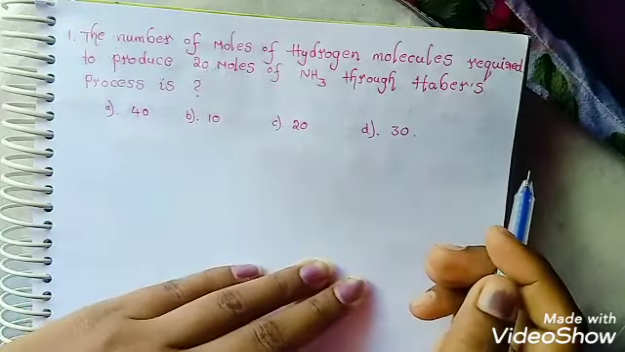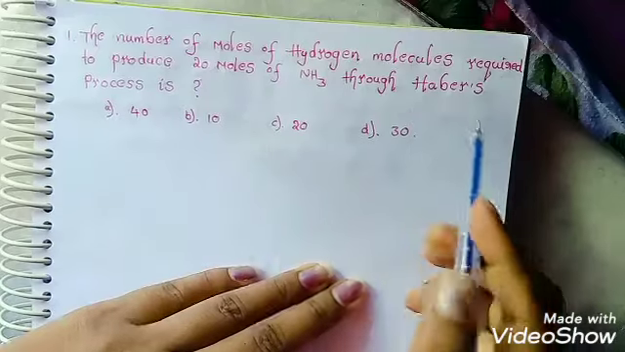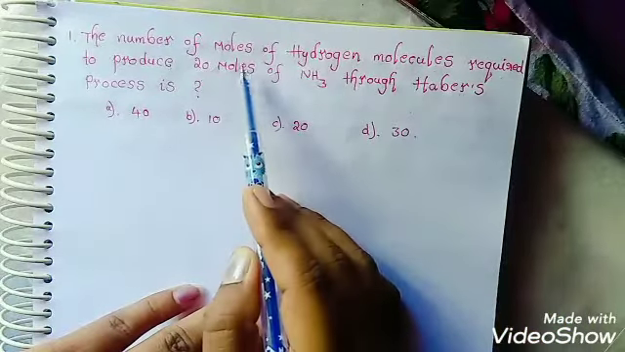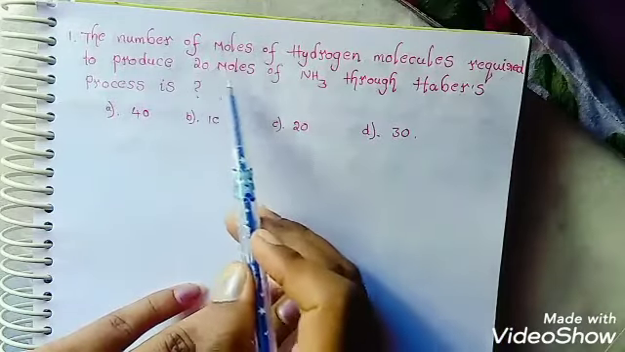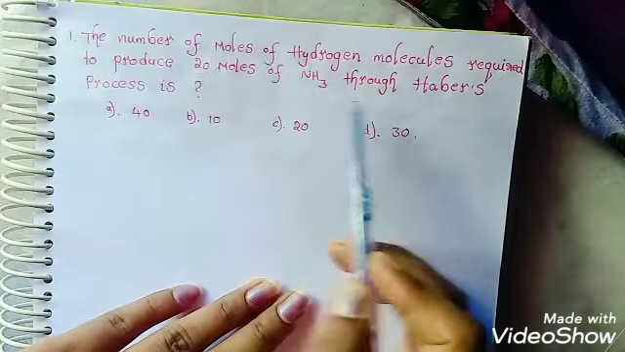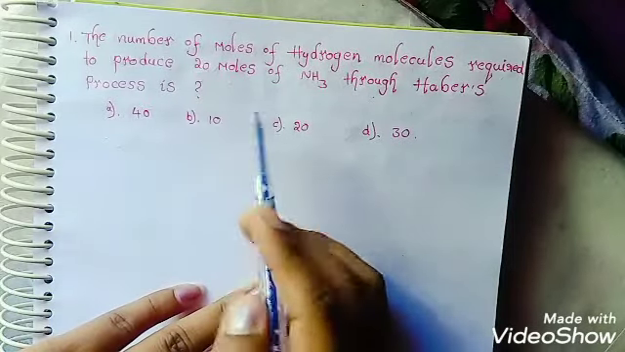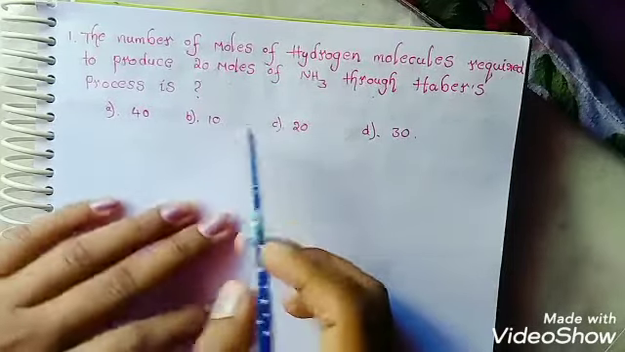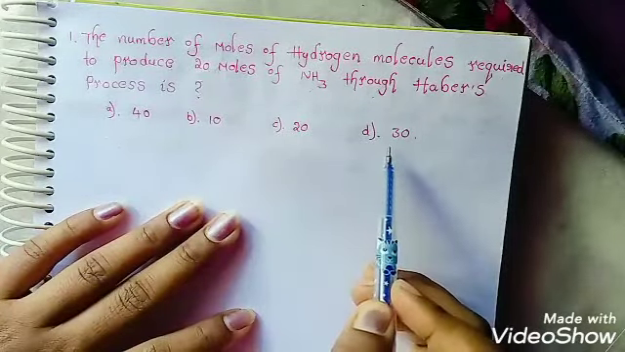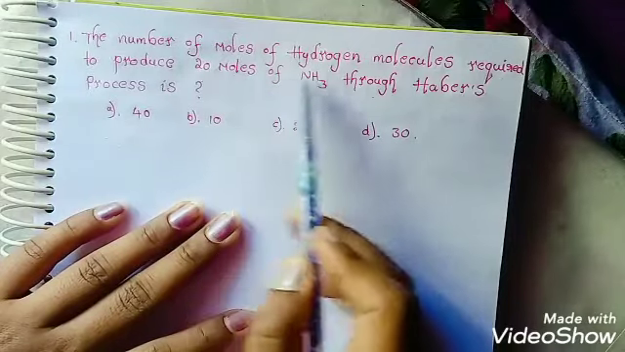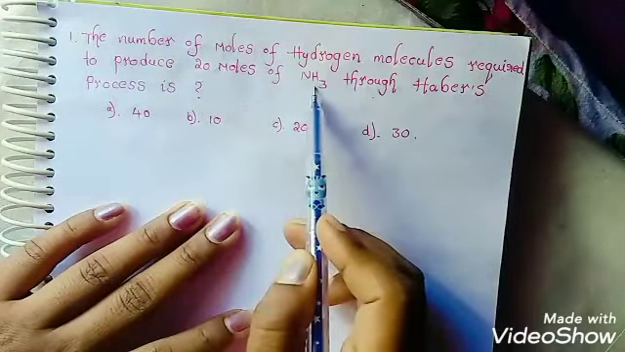Let's start our class. See students, the question is: the number of moles of hydrogen molecules required to produce 20 moles of ammonia through Haber's process. See the options: 40, 10, 20, 30. How many moles of hydrogen molecules are required to produce ammonia?